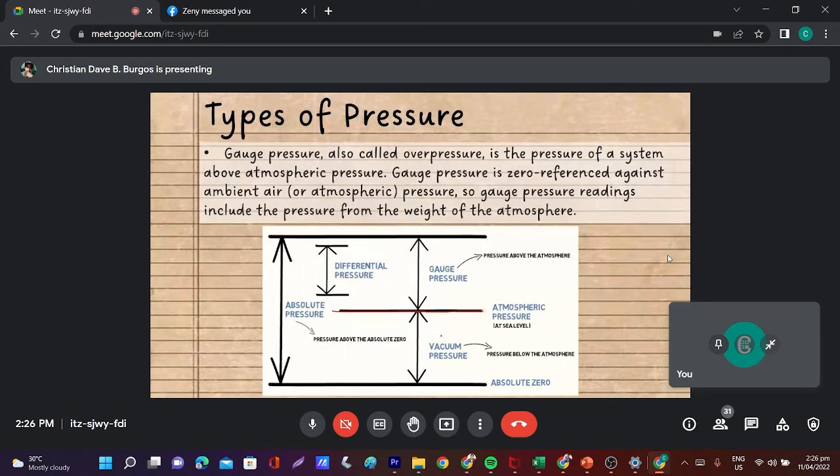Meron po kaming inihanda po dito. Yung sa absolute po is yung atmospheric pressure po plus gauge pressure para po makuha yung absolute pressure.